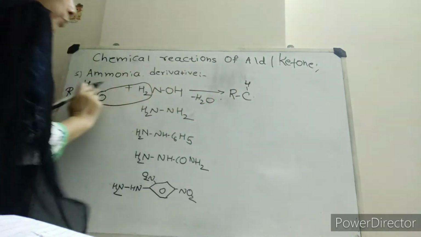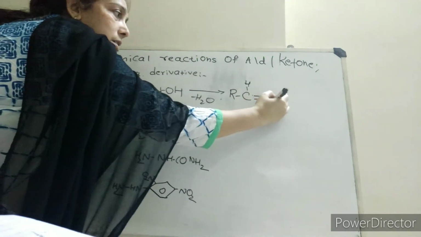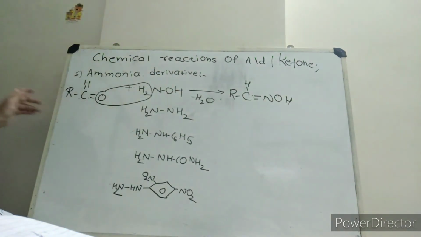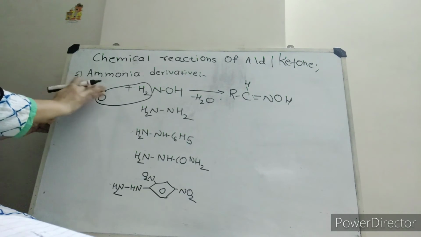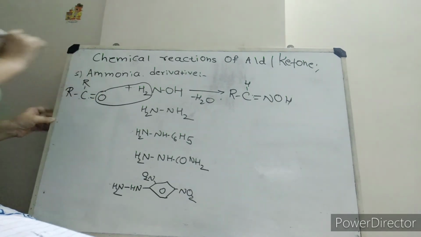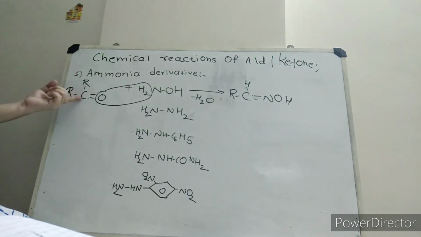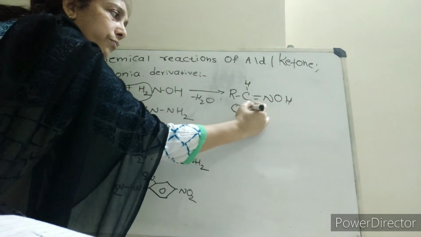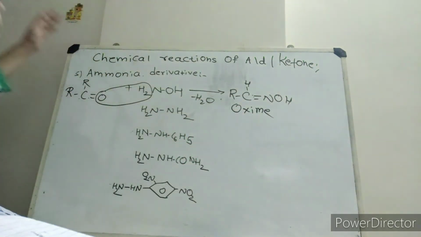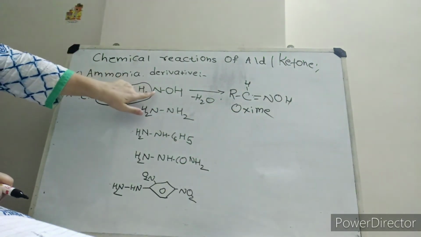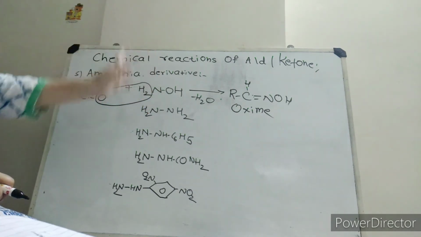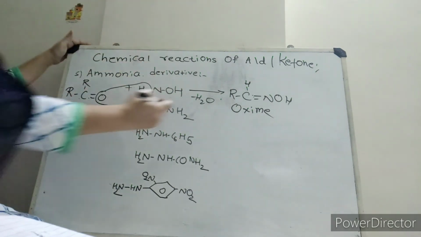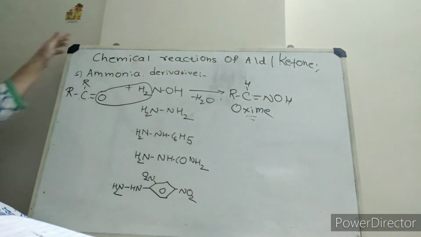RCH=NOH, the double bond will remain as it is, and NOH is there. Either we can put acetone also here. Suppose if they ask for a ketone, then we have to write R. Whether it is an aldehyde or a ketone, both reactions can be applicable. Then it is known as the oxime. So remember one thing: with hydroxylamine, whatever product we get, it is known as the oxime.